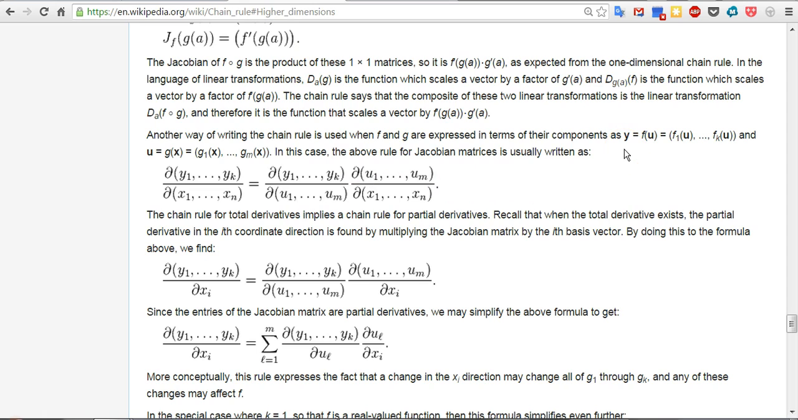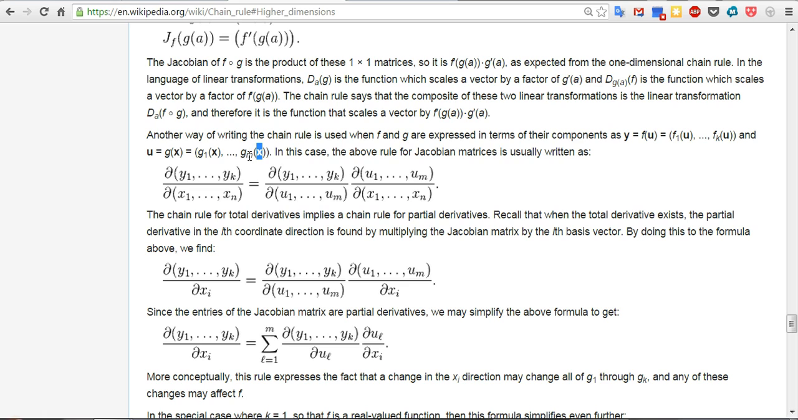So instead of z, they're using the outside function is y. So y is a function of not just x and y, but this and another thing and another thing and another thing. That's what this means. And then the u's inside are not just a function of one thing, not just a function of t, but they are a function of a number of different variables as well. So it's a function of here, and then another one, and so on.